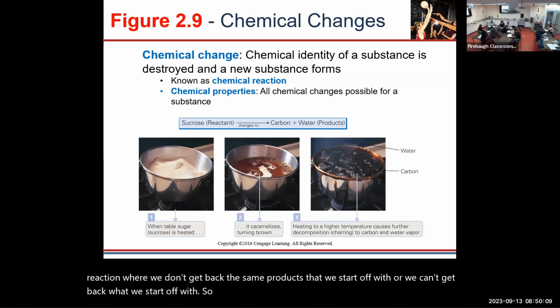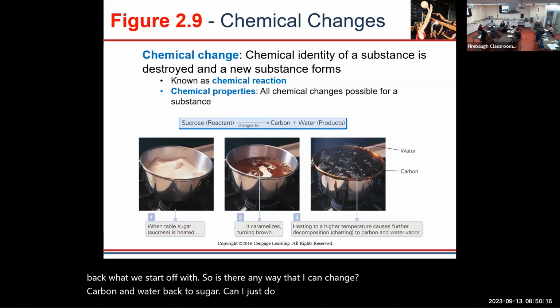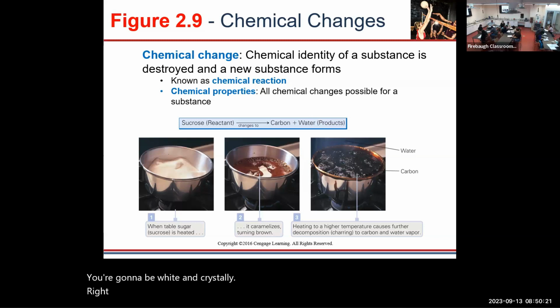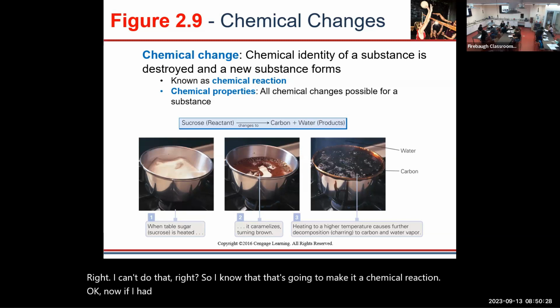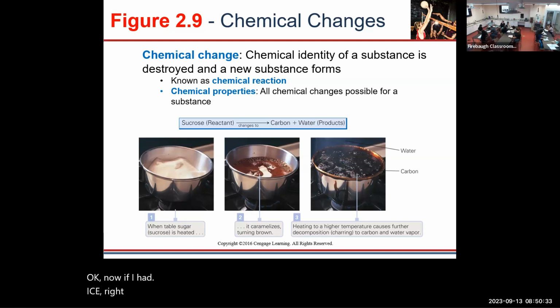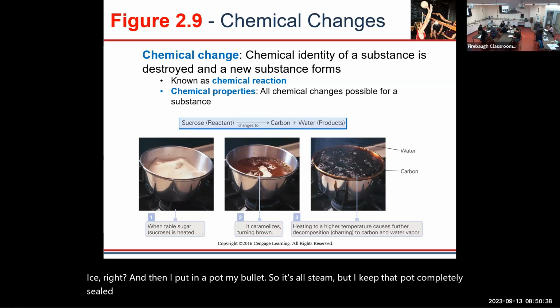So is there any way that I can change my carbon and water back to sugar? Can I just do magic and say, they're gonna be white and crystalline, right? I can't do that, right? So I know that that makes it a chemical reaction. Now, if I had ice, and I put it in a pot and boil it, so it's all steam, but I keep that pot completely sealed, is there any way that I can make that back into ice? I can. So that would be a physical change.